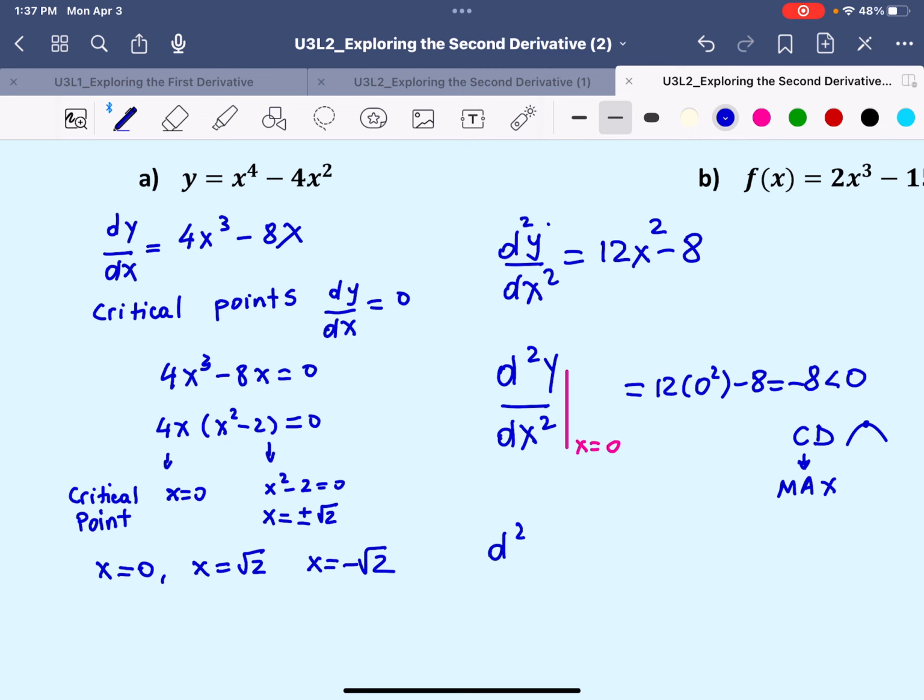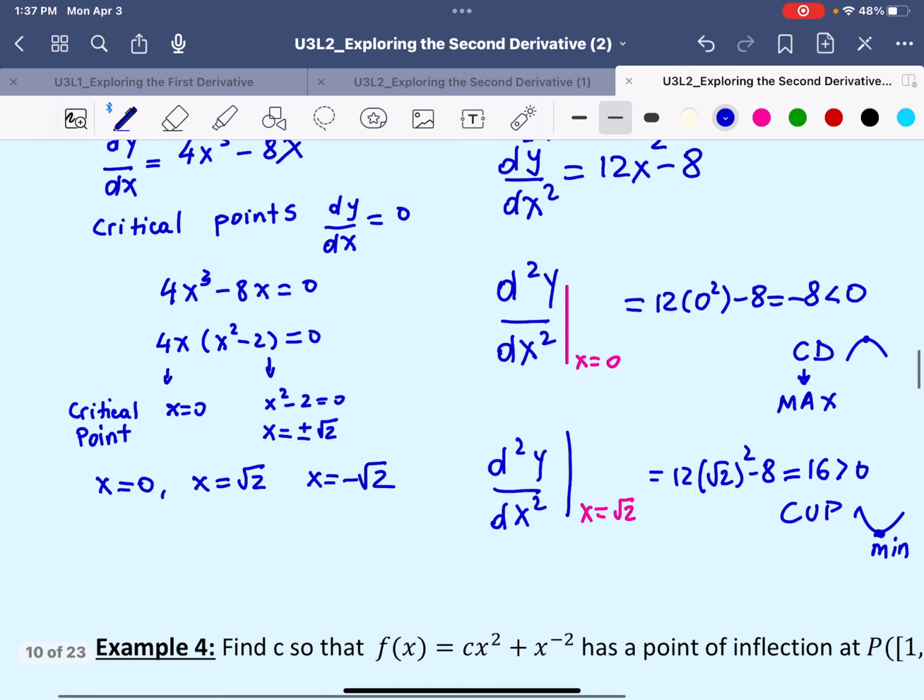So let's find the second derivative at x equals square root of 2. So we'll have 12 times root of 2 squared minus 8. That would equal 24 minus 8, which would be a positive number, 16. So that means the function will be in a concave up shape, so something like this. What that means again is that the extrema will be the lowest point in a concave up shape right here, which will mark a minimum point. So x equals root of 2 will be a minimum, and x equals 0 will be a max.